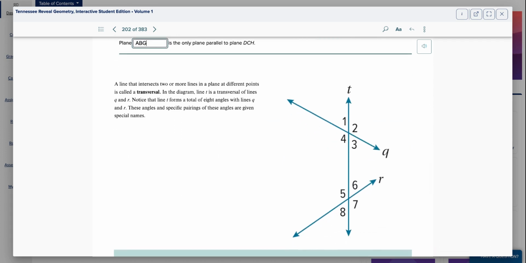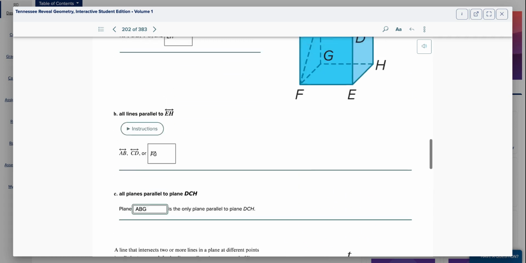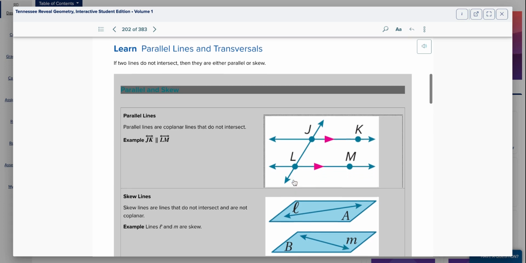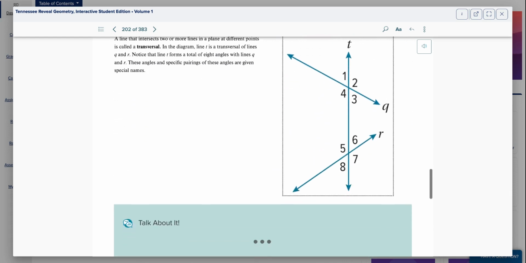Okay, let's get into the word transversal. You guys, basically a transversal is a line that intersects two or more lines. T would be a great example of a transversal. It is intersecting line Q and line R. Now, Q and R do not have to be parallel for it to be a transversal, although they can be parallel. So in this figure we saw up here, line LJ is your transversal because it's intersecting line LM and line JK. So this is your transversal when the lines are parallel. And this will look like line T is your transversal when Q and R are not parallel.